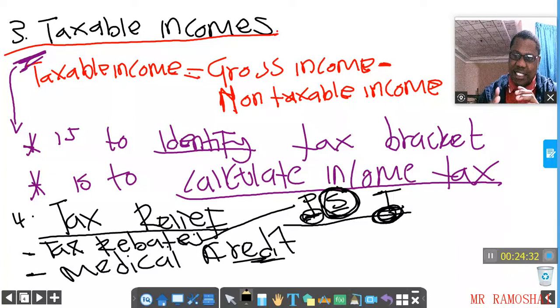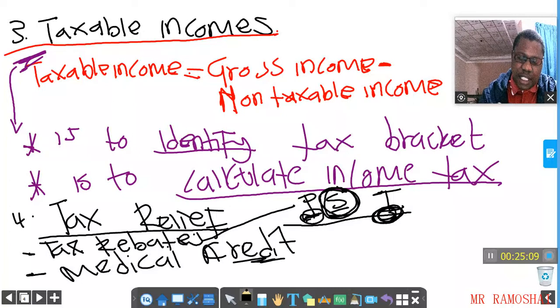The medical aid credit, guys, I want to give you the knowledge on how these examiners are, right? The moment you see that the medical credit, they give you the amount, they say 5,000, that is not a tax relief. The tax relief of the medical credit comes from the table. You understand? Now let me give you an example.